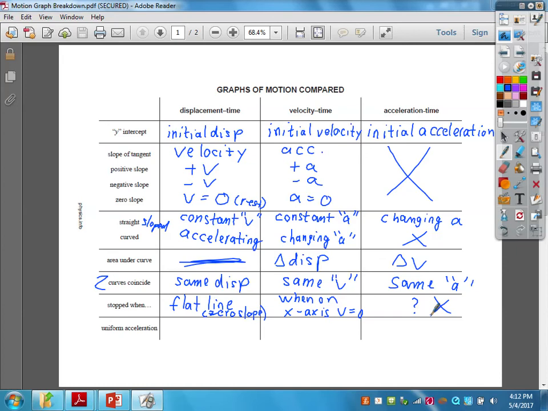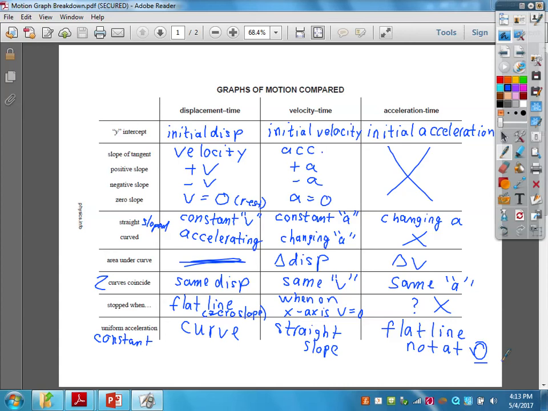When do you have uniform acceleration? In other words, a constant acceleration. What would you see? On a displacement time graph, you'd have a curve. On a velocity time graph, you'd have a straight slope. On an acceleration time graph, uniform, you'd have a flat line, not at zero. You're above or below the x-axis.